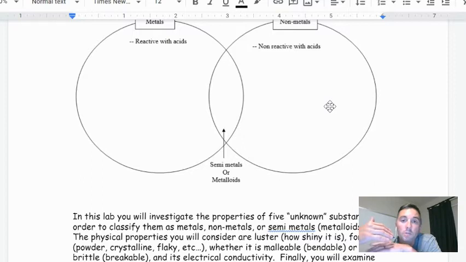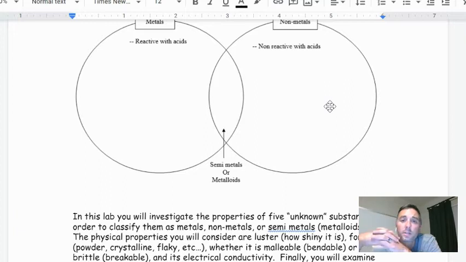Versus on the other hand, if you smack your phone, you're not going to dent your phone, you're going to shatter it. So that is an example of something that's brittle. Metals tend to be very malleable. Nonmetals, brittle, which are going to be the opposite there.